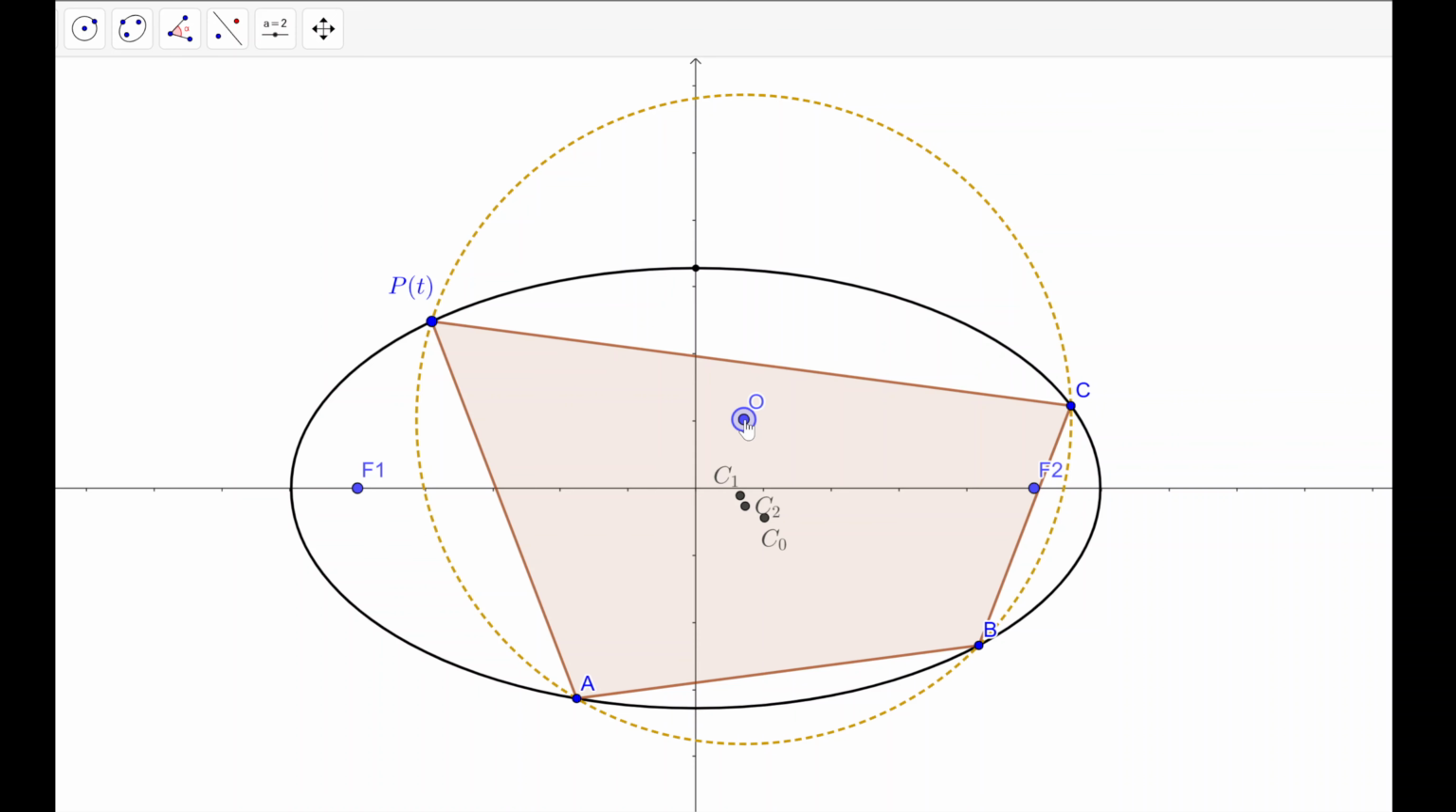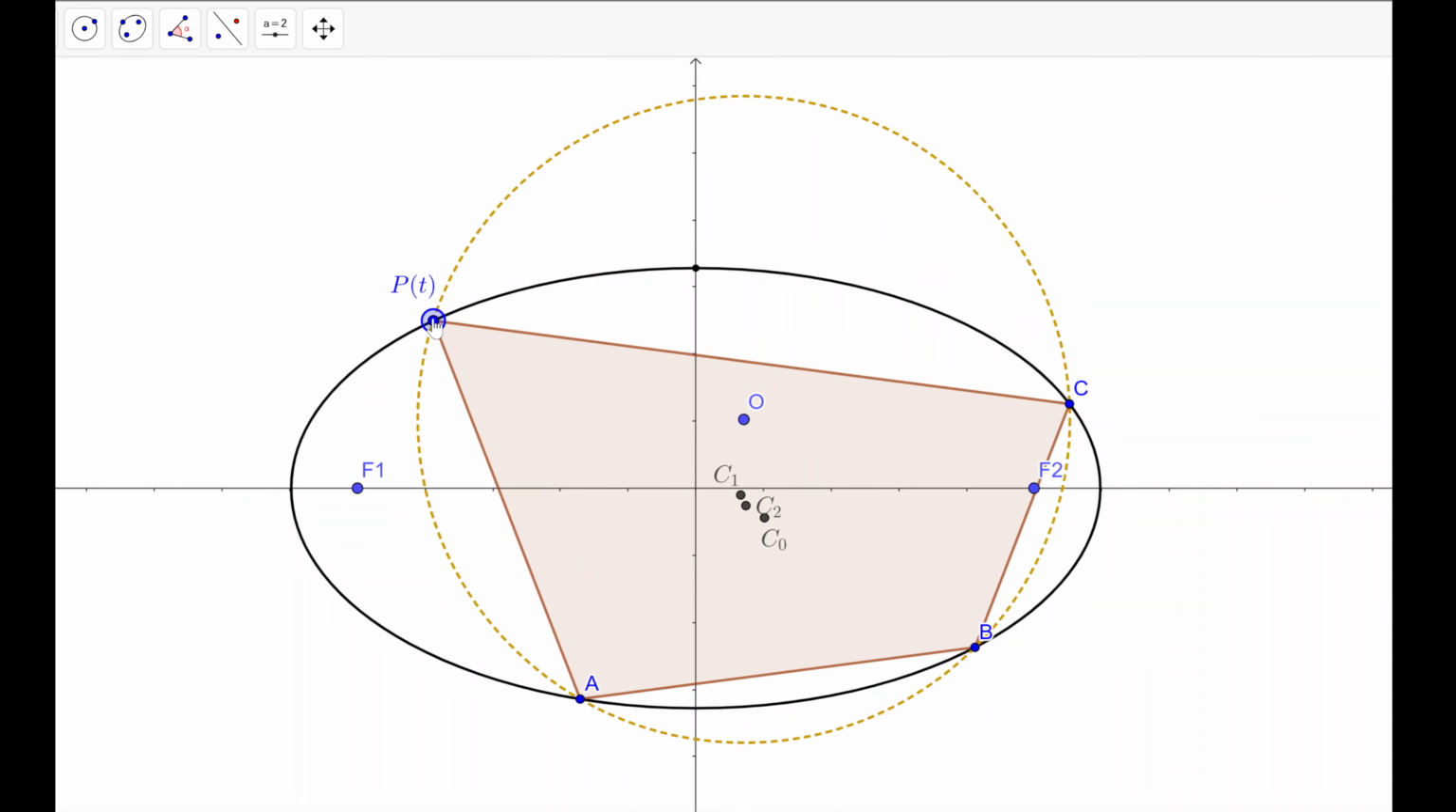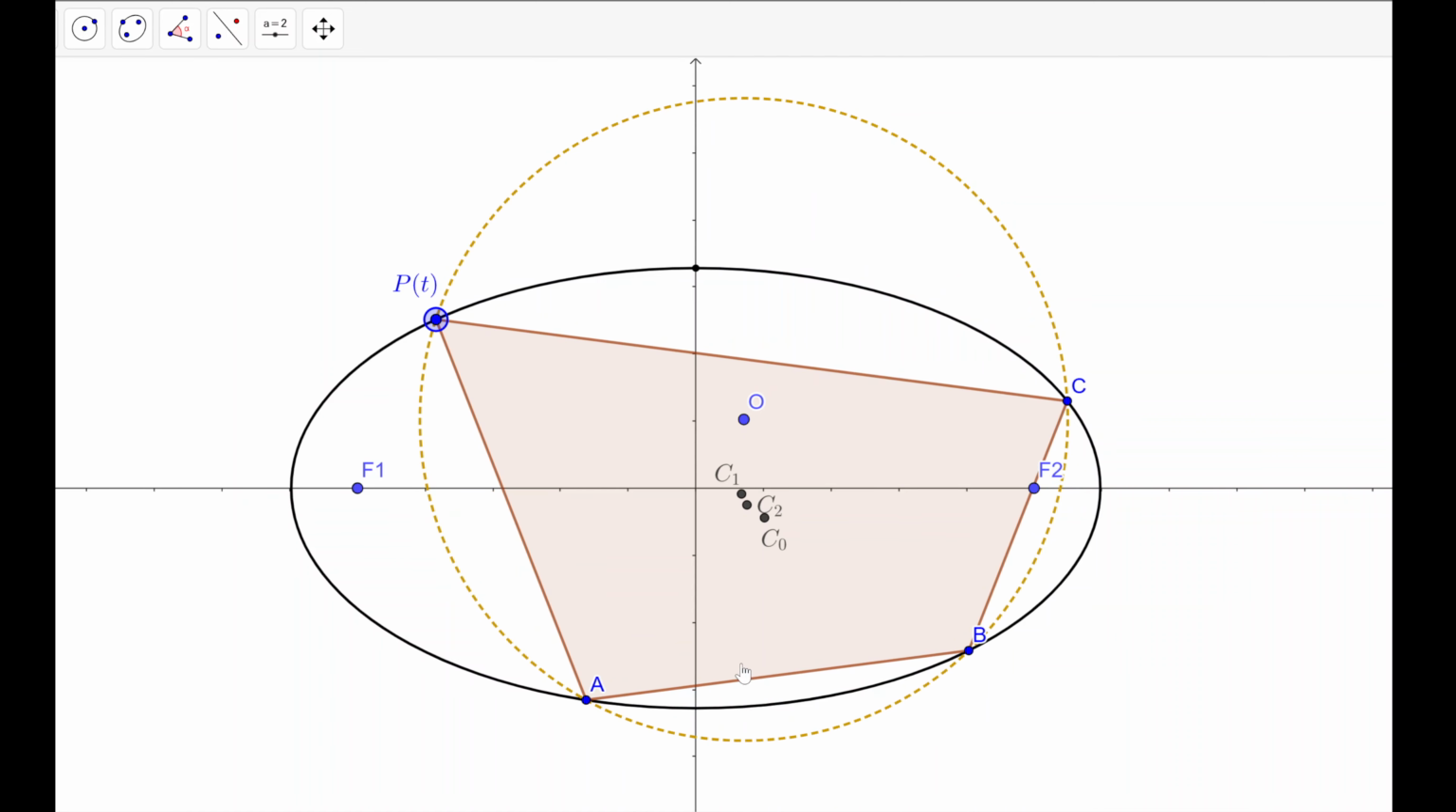I can always draw a circle centered on O passing through P of t, right? So this is the circle here that is centered on O and passing through P of t. Now this circle, over a small arc of the ellipse, is going to cross said ellipse in three other points, which I'm labeling here A, B, and C.